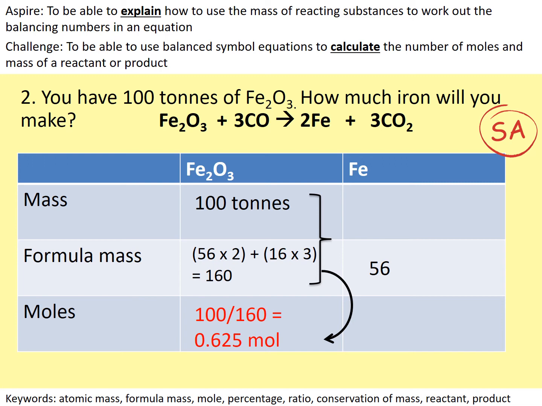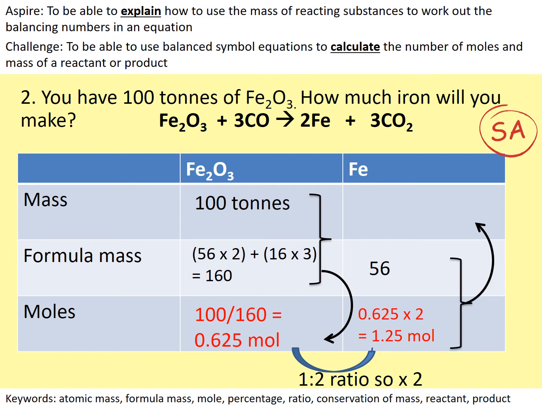We then look at our balanced equation and we see it's a 1-to-2 ratio. So therefore we need to double the number of moles of iron that are produced. So in this case, it's the 0.625 times 2 comes out as 1.25 moles. We then substitute our numbers back into our equation again to work out the mass of iron produced. Now it comes out as 1.25 times 56 equals 70. And then we can add our tonnes back in and our answer should be 70 tonnes.